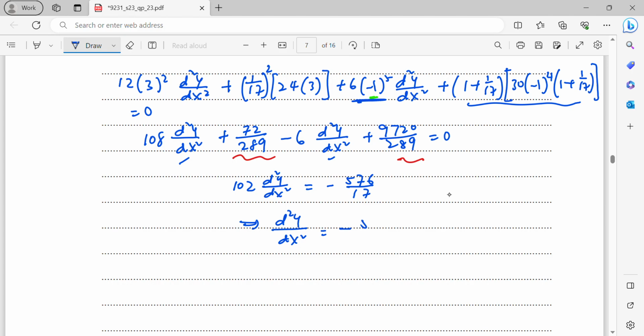So, negative this value times 1 over 102. Therefore, that is negative 96 over 289. Alright, so that's the solution of this question.